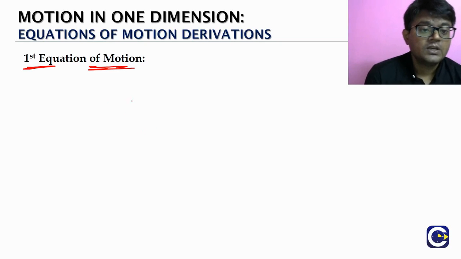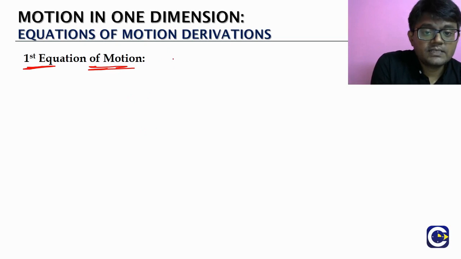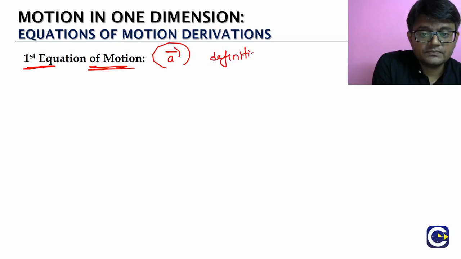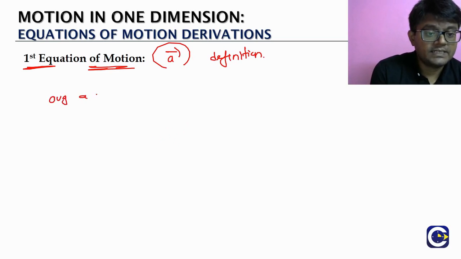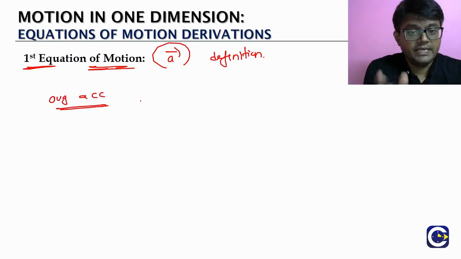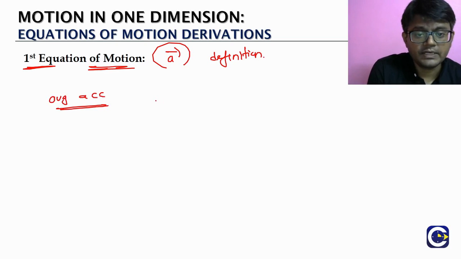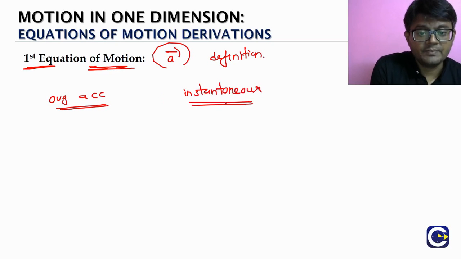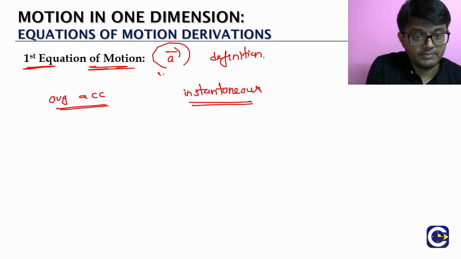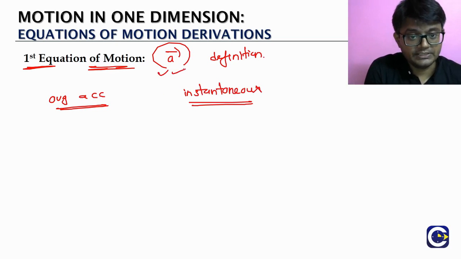Okay, so the first equation is basically the equation that comes from the definition of the acceleration. Now remember, in the case of uniform acceleration, the average acceleration you get between any two points of time in the journey, or the instantaneous acceleration at any given point of time, both of them will be the same, and of course that will be constant throughout the journey.